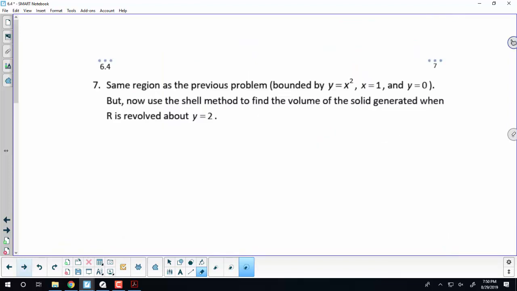Similar to our last problem, if you want to attempt this, check that you get 17 pi over 15, but we'll skip that for now.